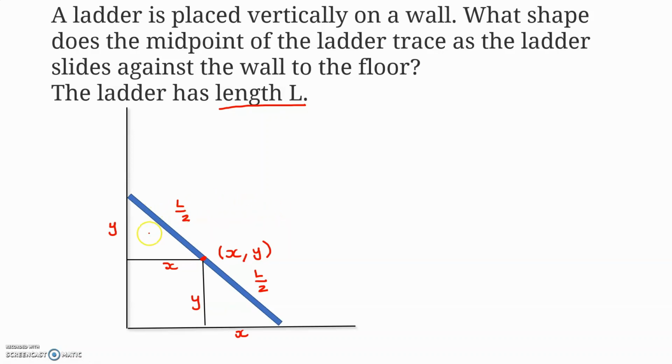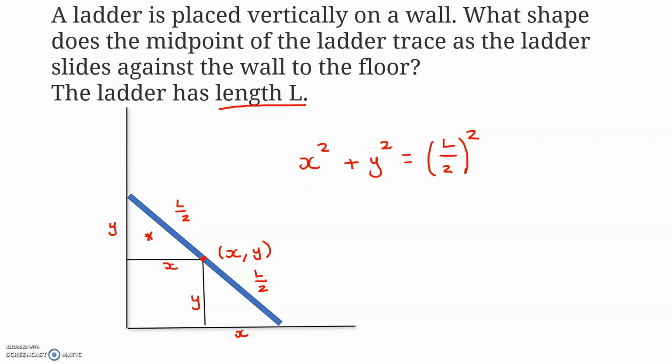Now if we take this top triangle here and we apply Pythagoras' theorem to it, we get that x squared plus y squared equals (L over 2) squared.